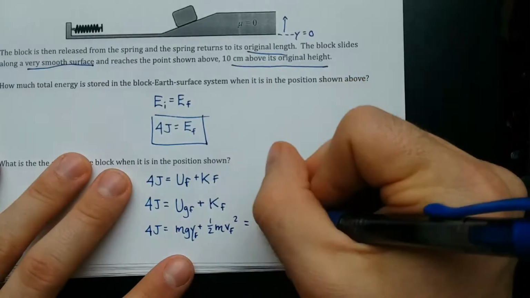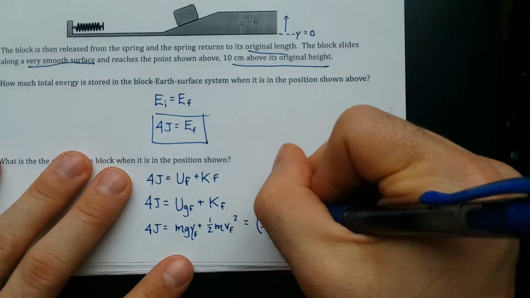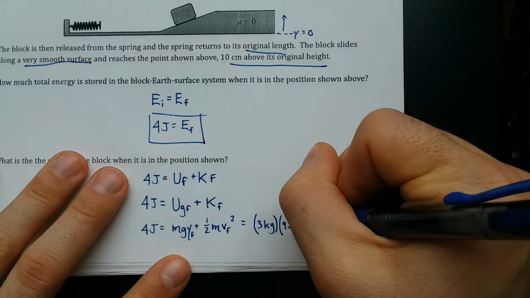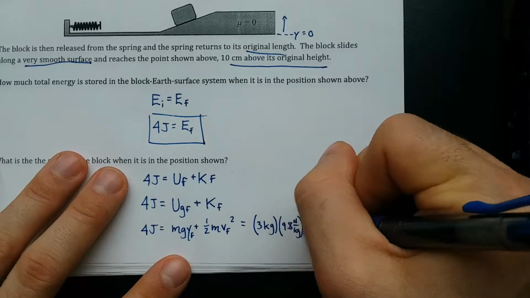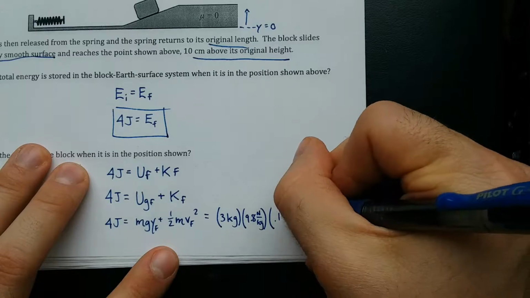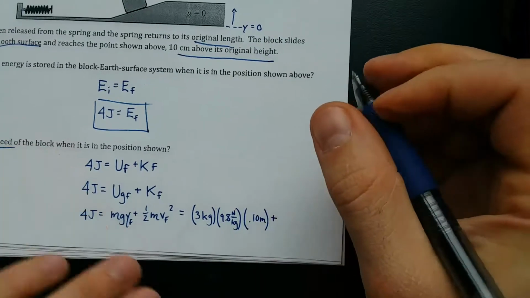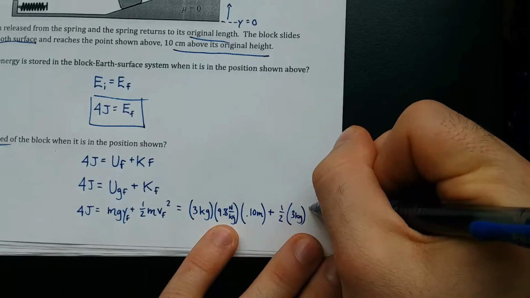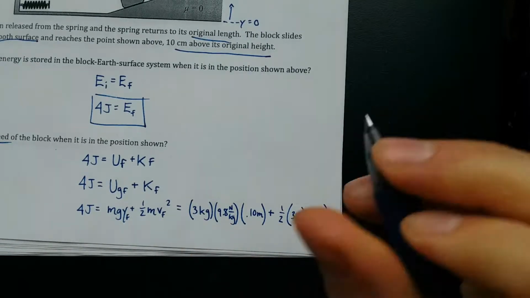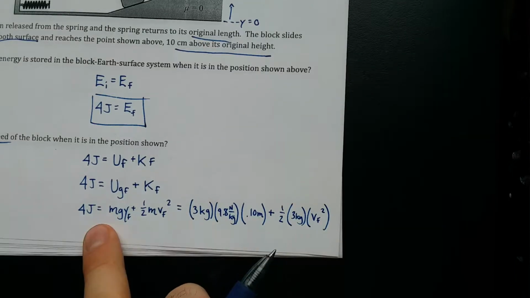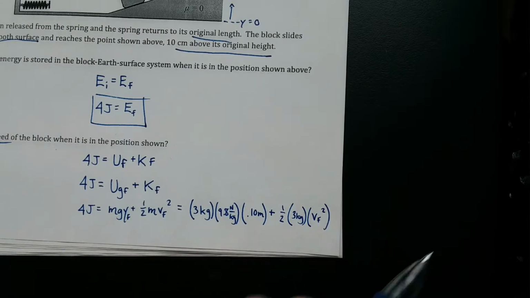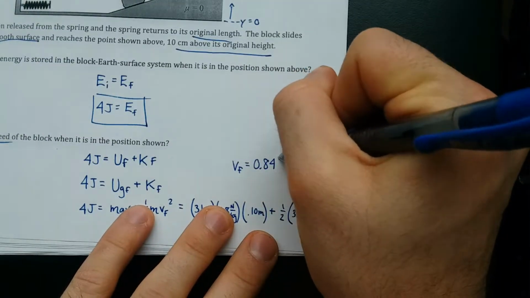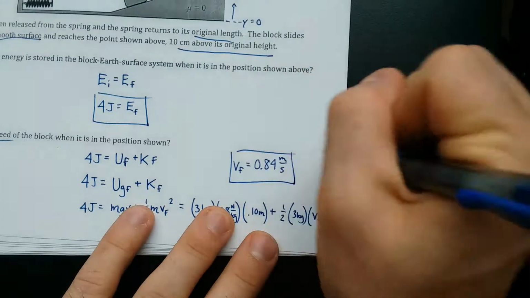I'll then say, okay, well, let me just plug in what I know. I know m is 3 kilograms. I know g is 9.8 newtons per kilogram. And I know y is 0.10 meters. That's the 10 centimeters converted to meters. Then 1/2 times 3 kilograms times v final squared. And I have that this is equal to 4. I have all my known information except for one thing. And I can solve that v final is 0.84 meters per second.